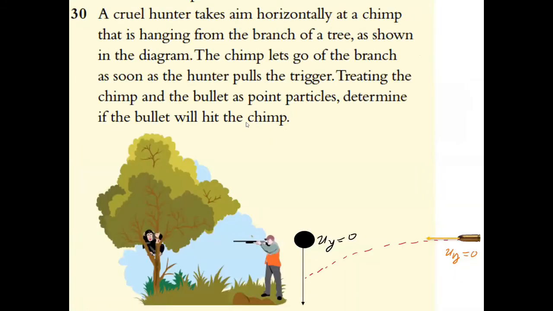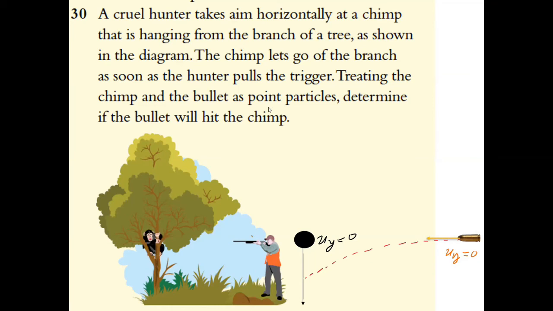A cruel hunter takes aim horizontally at a chimp that is hanging from the branch of a tree, as shown in the diagram. The chimp lets go of the branch as soon as the hunter pulls the trigger. Treating the chimp and bullet as point particles, determine if the bullet will hit the chimp. Very interesting question. Don't try this.